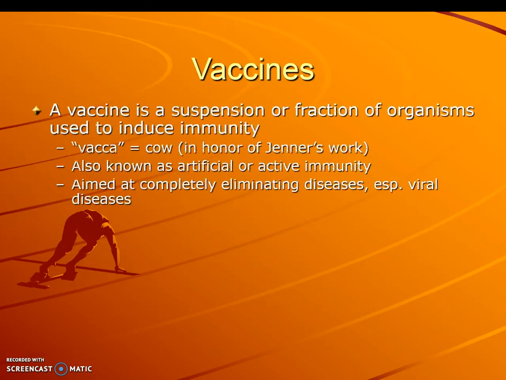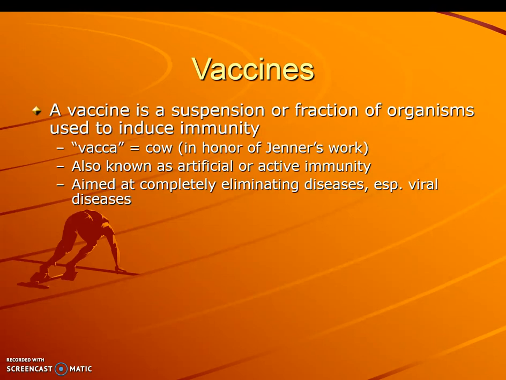So, a vaccine is usually a suspension or a fraction of organisms that's used to induce an immune response. We've said before that vaccines are like a little bit of the actual organism, or a little bit of its antigens, or some kind of thing like that. There's a whole diverse group of vaccines that we're going to list here in just a second. Remember that vacca means cow, which is in honor of Edward Jenner's work with cowpox and smallpox.